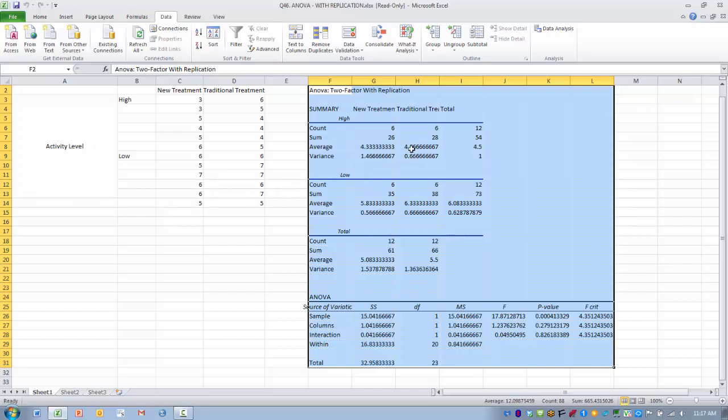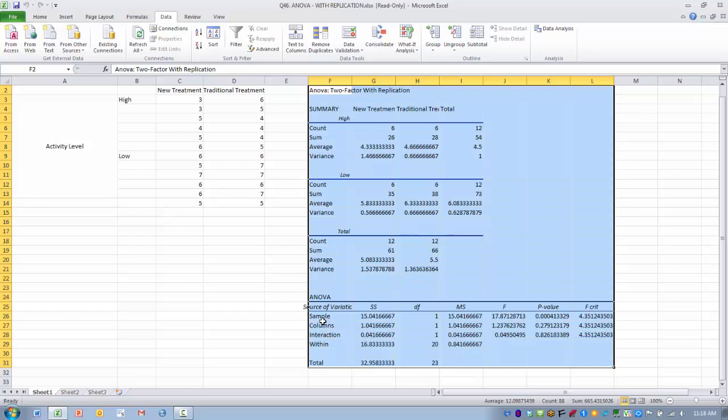Now, if we look at high versus low, using new and traditional treatment, we can see there are some differences between the means between the high activity group and the low activity group. So for new treatment individuals, there's an average of 4.3 for high activity, and then for low activity it's 5.8. And then for high activity using the traditional treatment, their score is 4.6, and then for the low group it's 6.3. So let's see if there is a statistically significant difference among these sets of means.